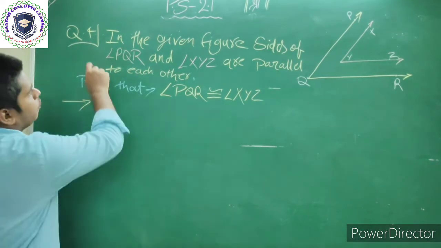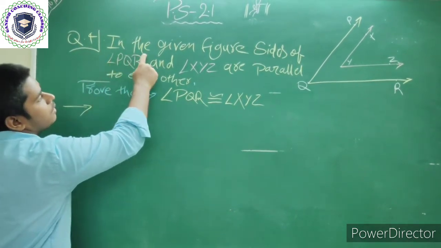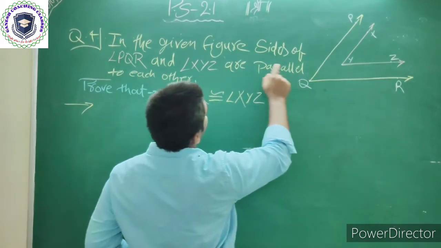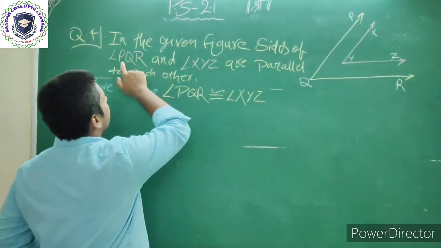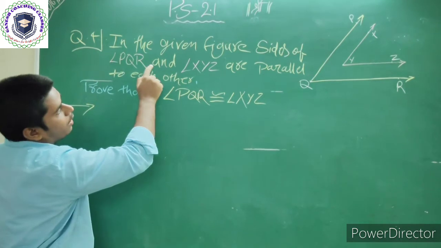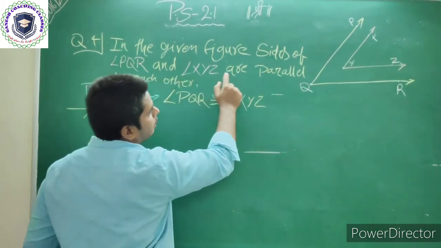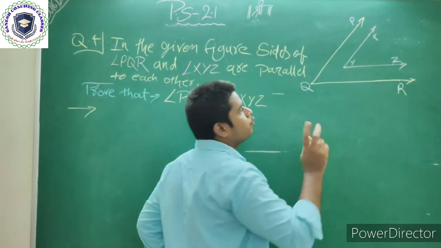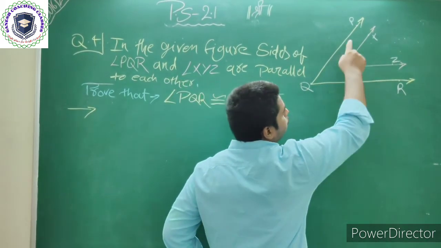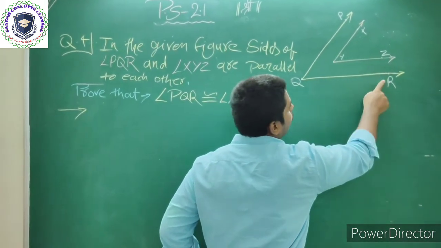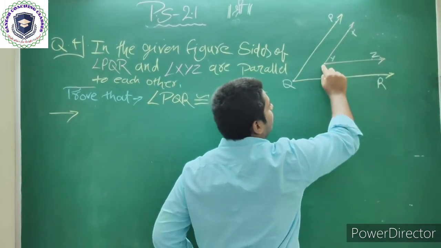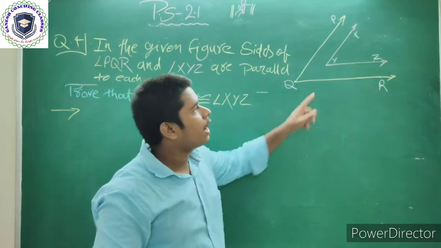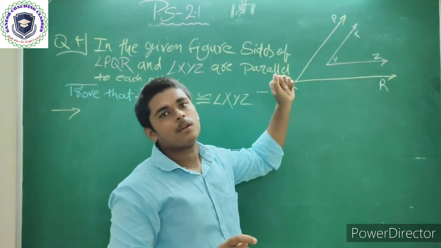Here in question number 4 we have again, in the given figure, one figure. Sides of angle PQR and angle XYZ are parallel to each other. Here we have given two angles in the figure. First one is PQR, and second one is XYZ. And we have given in the statement that sides of these two angles are parallel to each other.